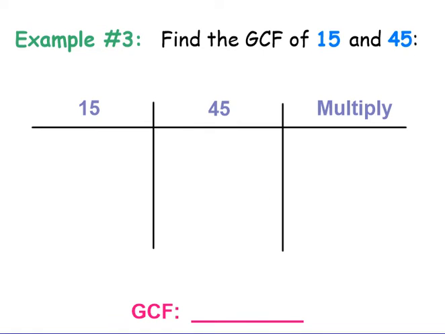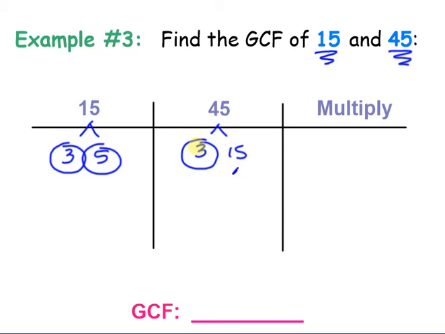Let's take a look at another example: the GCF of 15 and of 45. So let's make a factor tree for 15. So I'm going to do 3 and 5. And then a factor tree for 45. I'm going to do 3 and 15. And then 3 and 5.